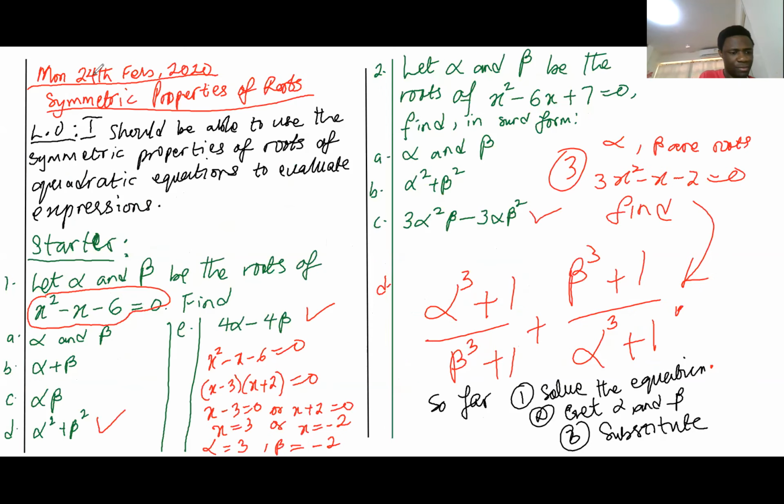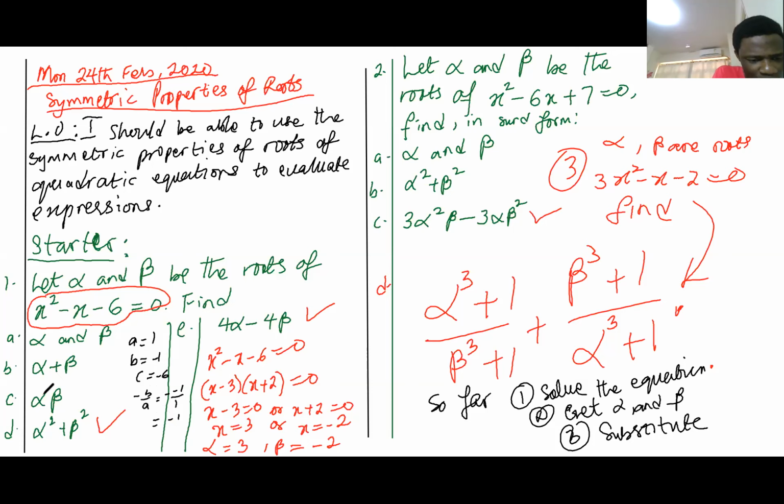Let's come back here. For this first question, what is a? 1. And what is b? -1. What is c? -6. So alpha plus beta is minus b over a. What is minus b? 1. So minus b over a will be -1 over 1, which is -1. If you check your answer, you should have got -1 here.